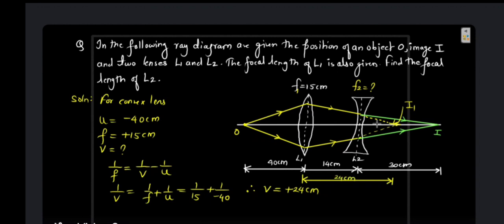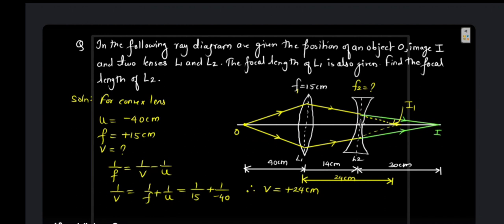Now this image which is formed by the convex lens is going to act like an object for the second lens, that is concave lens. So I1 is going to be the object for this concave lens, and the final image will be formed by the concave lens at I.